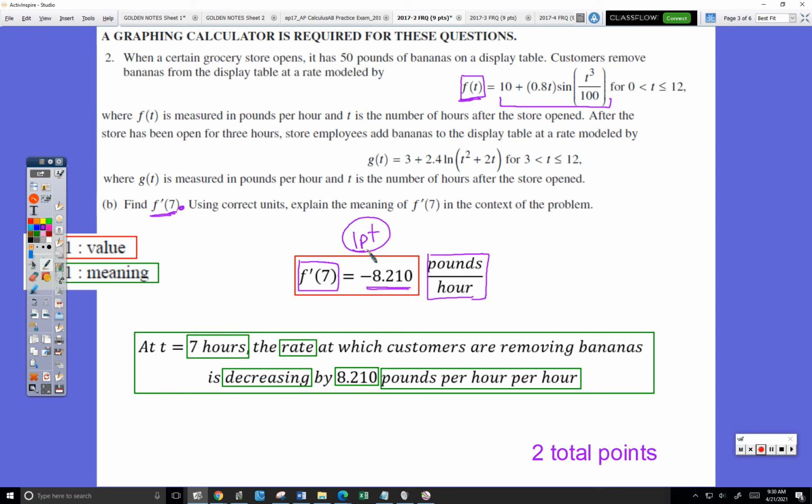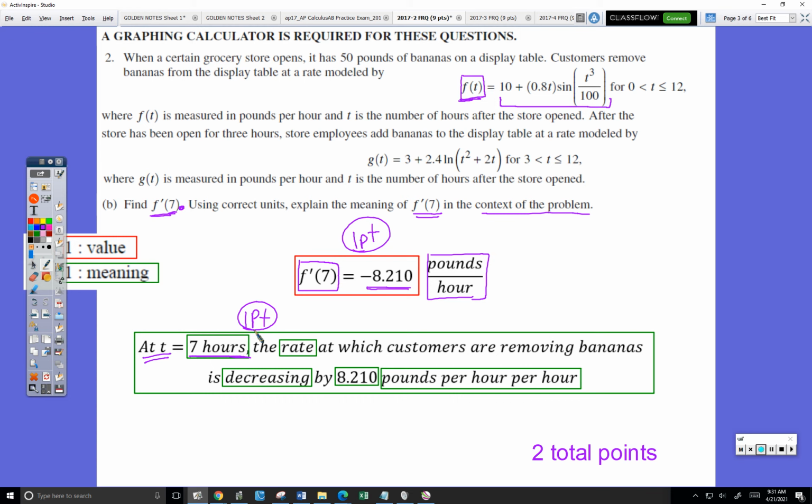Using correct units, explain the meaning of f prime of 7 in the context of the problem. Make sure you get all the details here. You have to be very specific to make sure you get points on the AP test. So definitely I have to write the time I'm referring to. So at time equal 7 hours, that's a critical element. If you don't have that, you won't get this point. This green box is going to be worth 1 point.